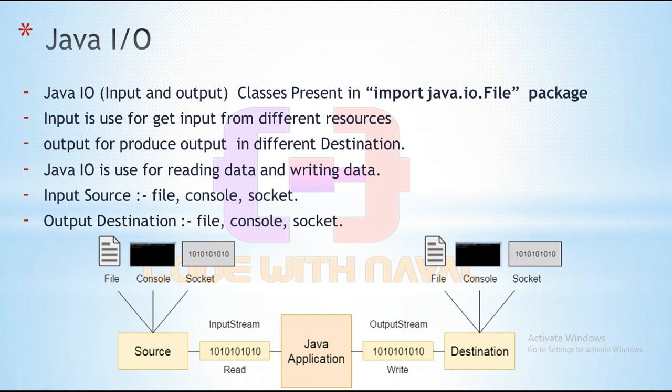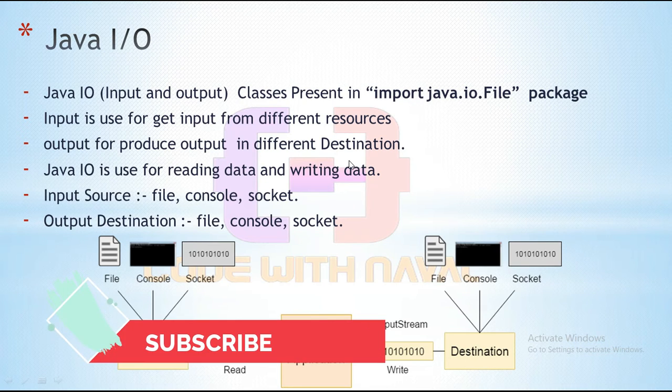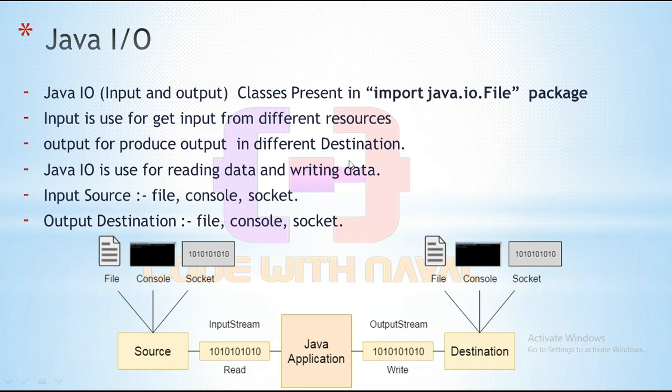So let's first understand what is input-output. Java IO means Java input and output. All these Java input-output classes are present inside this package. Input is used to get input from different sources. We can get input from different sources using the input classes, and we have output to produce output in a different destination. We can produce output in a different destination using the output classes.